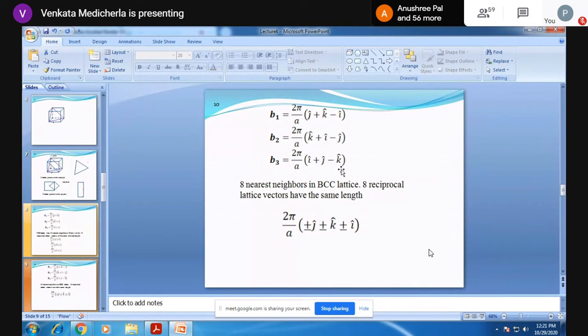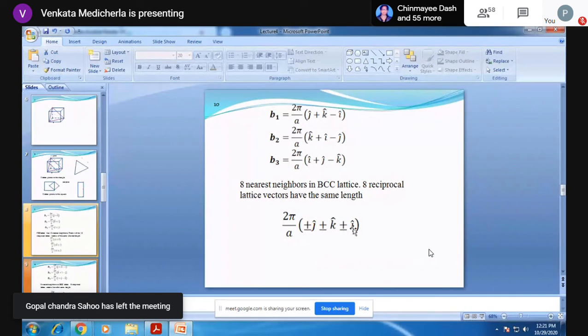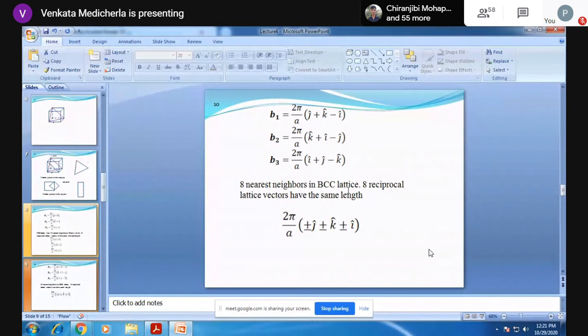But because in the BCC lattice you have 8 nearest neighbors, all 8 you can get just by 2π/a, making it plus minus j plus minus k plus minus i. You don't have to make it for others like what you did there, because all the vectors contain i, j, k here. If you make it plus minus j plus minus k plus minus i, are you getting this one, i plus j minus k? Yes, you can get all possible, you can generate everything. All these 3 plus another 5. Everything can be generated by this.